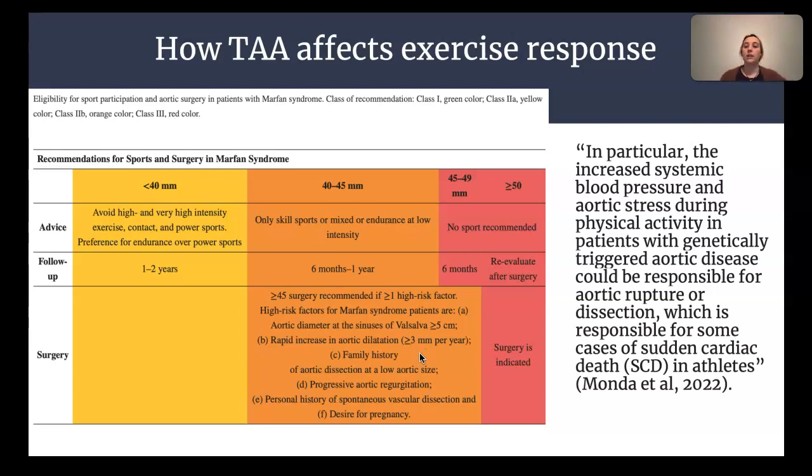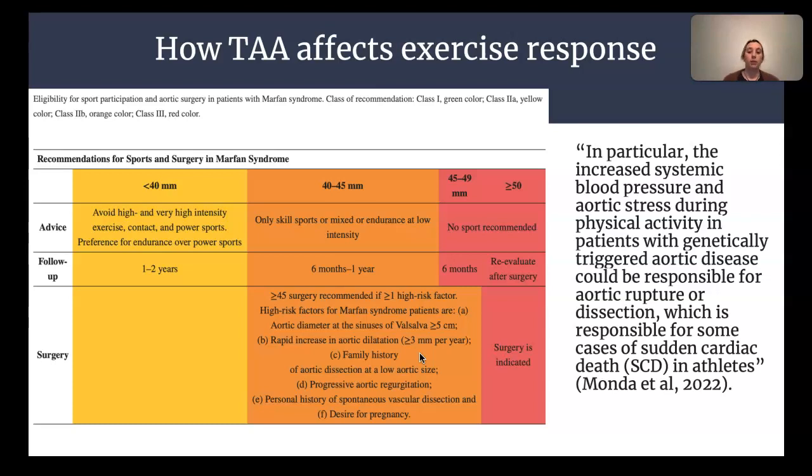On the right are the recommendations for sports and surgery in Marfan syndrome specifically. So for aortic aneurysms below 40 millimeters, you should avoid high and very high intensity exercise, contact, and power sports. So the preference is endurance. The follow-up should be 1 to 2 years and surgery is not needed.